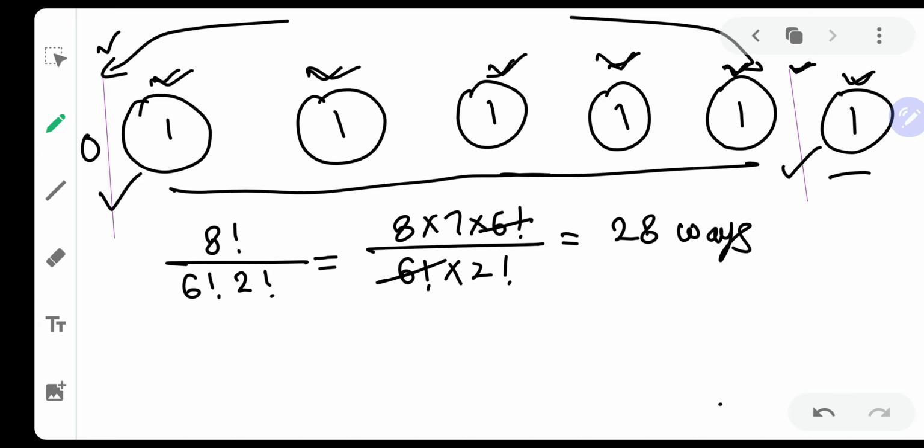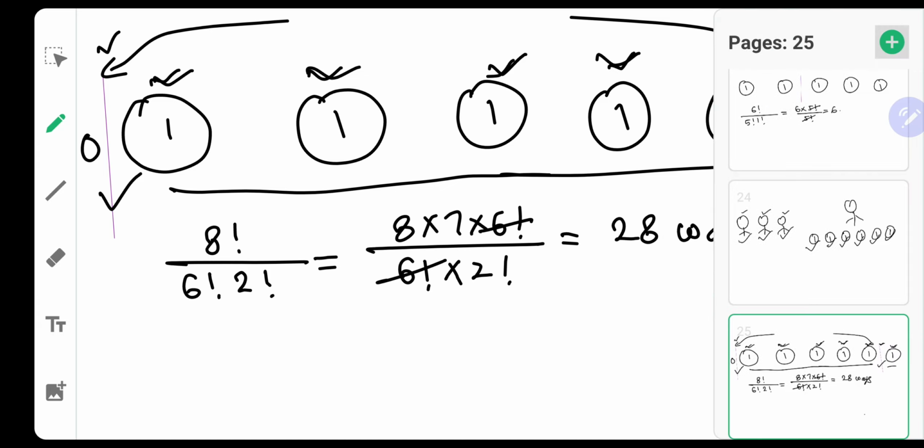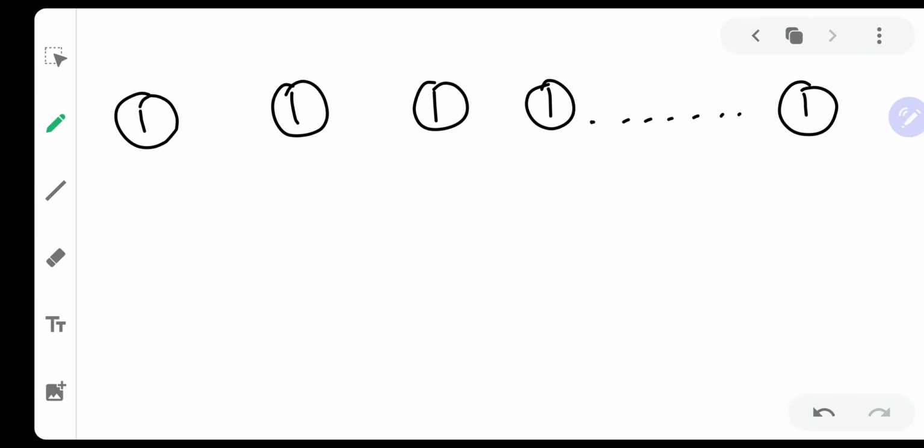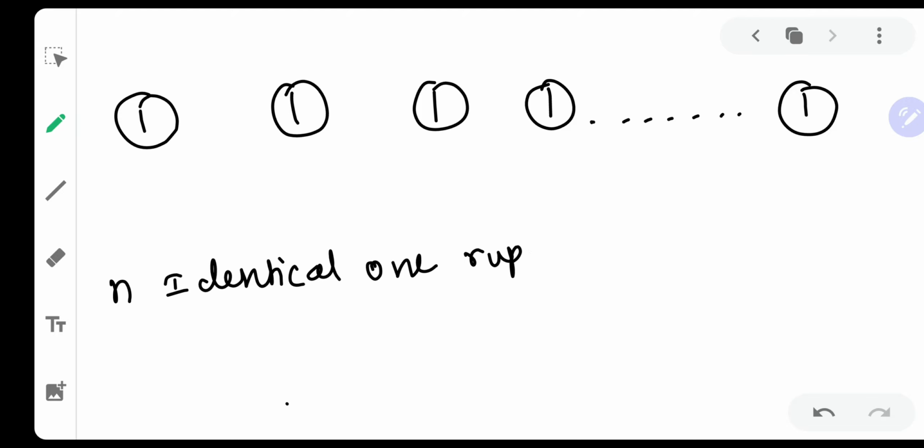We understood some particular formula. Now I want to generalize it. Now suppose there are n 1 rupee coins. How many coins? N 1 rupee coins. And there are how many beggars? So first of all, I will write it down over here. N identical 1 rupee coins. And there are, let us say, R beggars. There are R beggars.